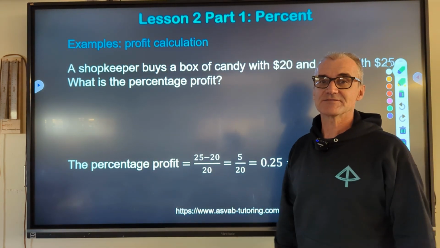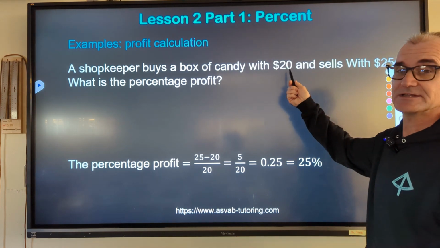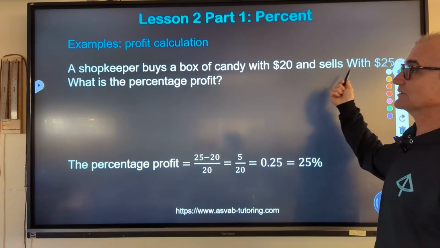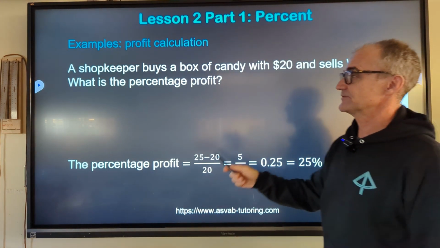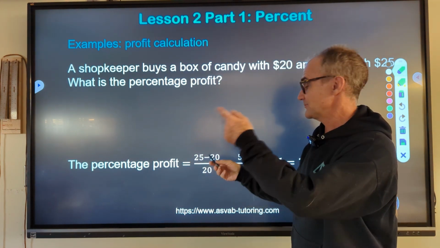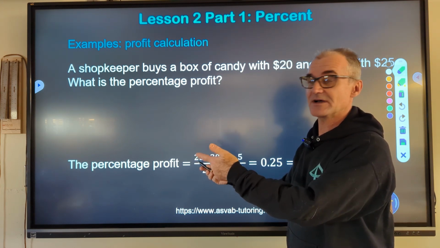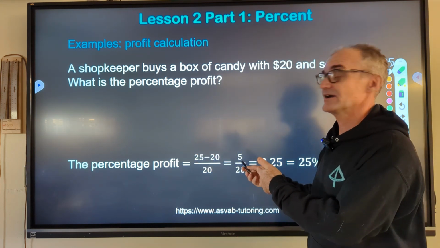Okay, here's one on profit calculation. A shopkeeper buys a box of candies for $20 and sells it for $25. So the way you're going to figure out profit is the amount of profit, the sale minus purchase price. So you're going to start with that. You're selling it for $25, you bought it for $20. That's going to give you $5 profit.